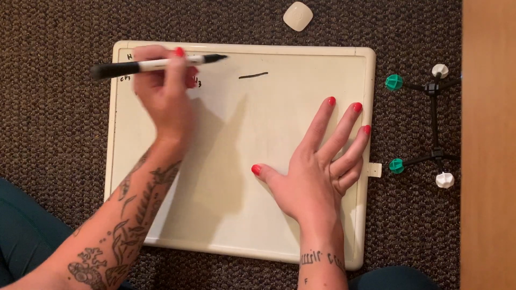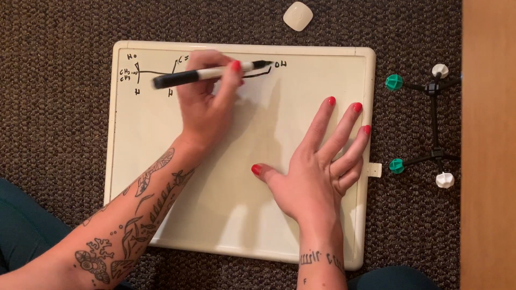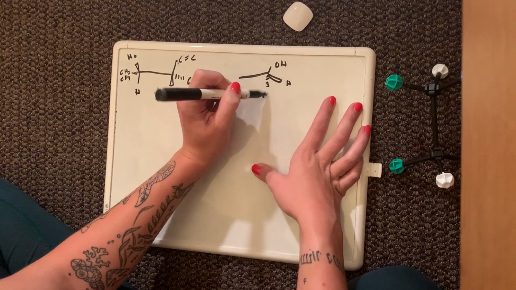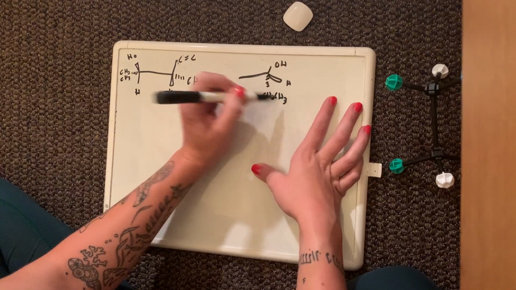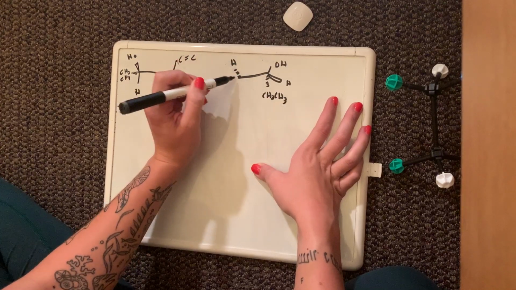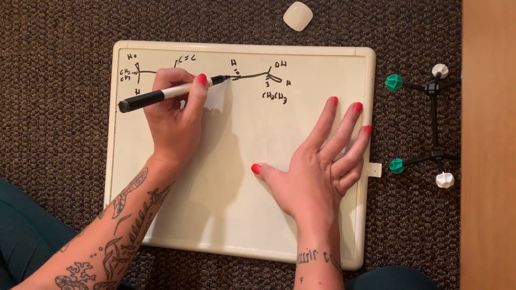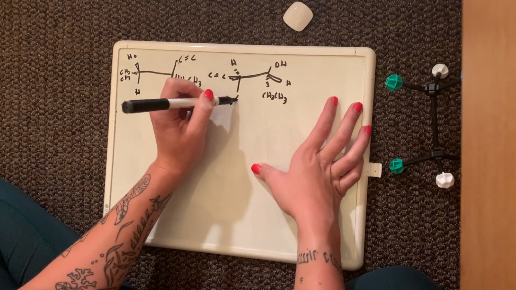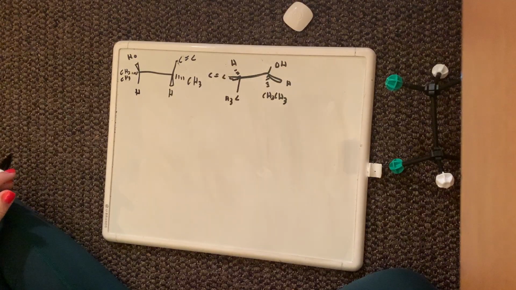And then we have our OH, H, and then ethyl group, H, carbon, carbon, CH3. Okay, so now you're like, what the hell? Another one of these, right?